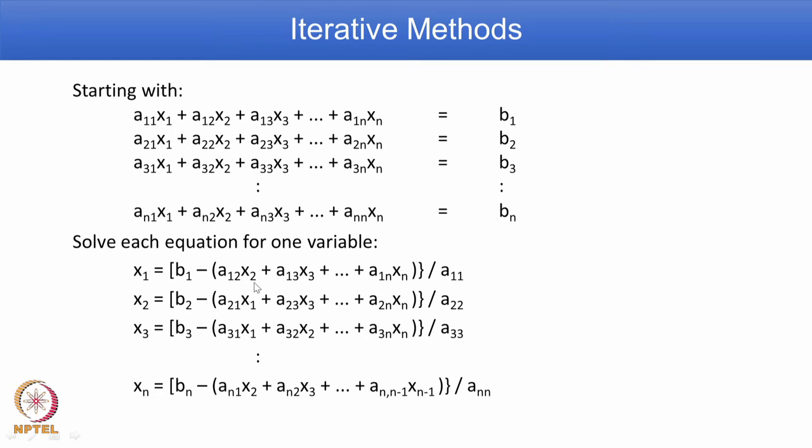Now, the values for x2, x3 all the way up to xn are from the guess value or from the previous iterated value. So, you get approximate values for x1. Now, we go to x2 and all the way up to xn.